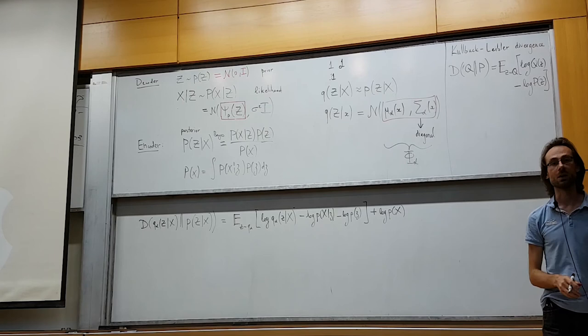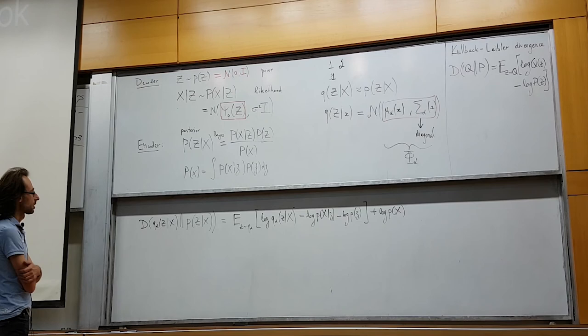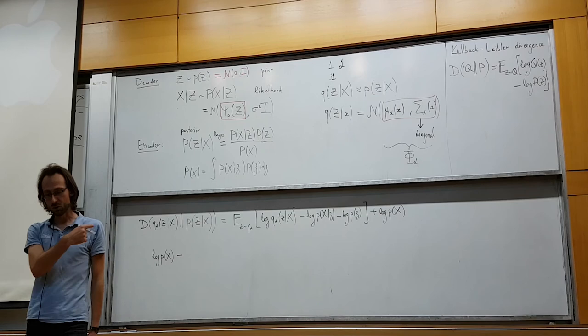Now, let's rearrange the terms. Let's rearrange the terms. So I can write it as, let's put the log p(x) on the left-hand side: log p(x) minus this Kullback-Leibler divergence between q and p.